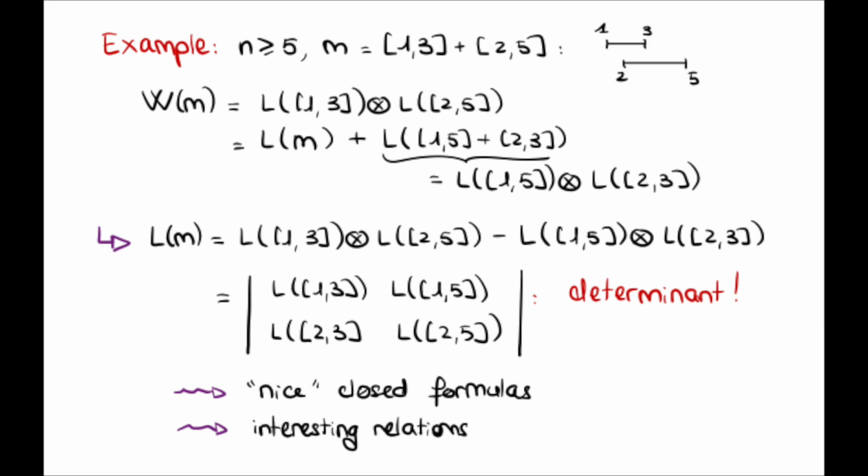So that's a nice formula, and the type of formulas that I want to get. Because first of all, if you can write the class of a simple representation as a determinant like this, well, it's a closed formula, and then you can have interesting relations because it's a determinant. So when can we do that?